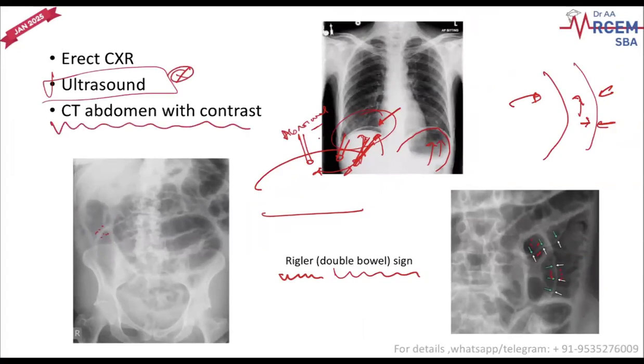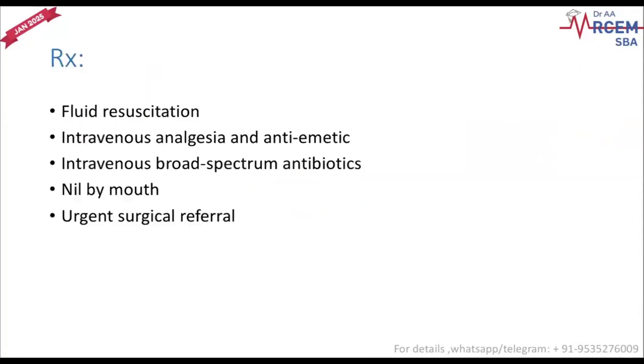Whenever you're planning to get a CT abdomen done, get a CT abdomen done with an IV contrast, not an oral contrast. IV contrast is preferred. Remember that in the emergency department, it's always IV contrast which is preferred over an oral contrast.